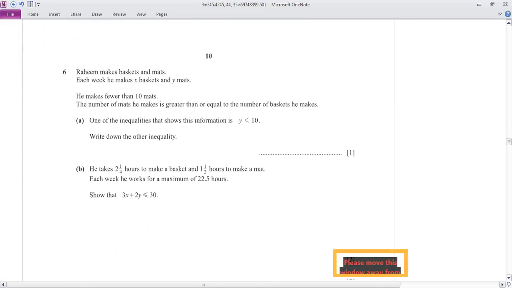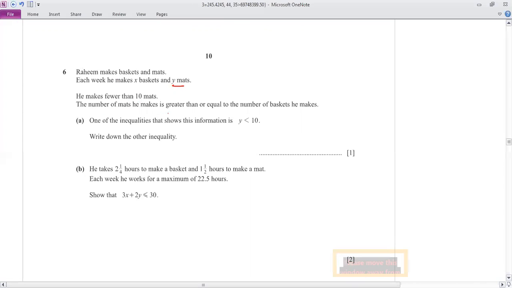Now the next one is: Rahim makes baskets and mats. Each week he makes X baskets and Y mats. He makes fewer than 10 mats, meaning less than 10 mats. The letter for the mat is Y. It means he is making less than 10 mats.